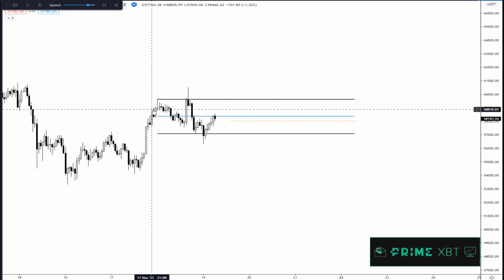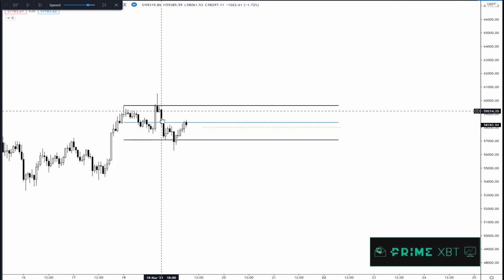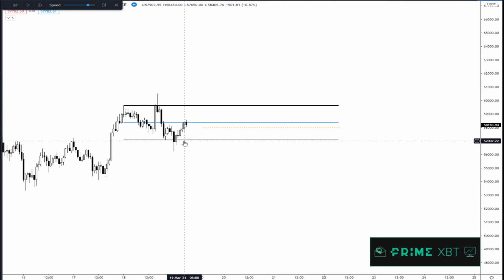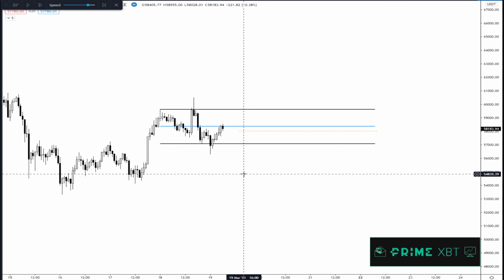Okay, so now we have our established trading range in my eyes. We have our highs here. Highs are swept, lows are swept. Now what?